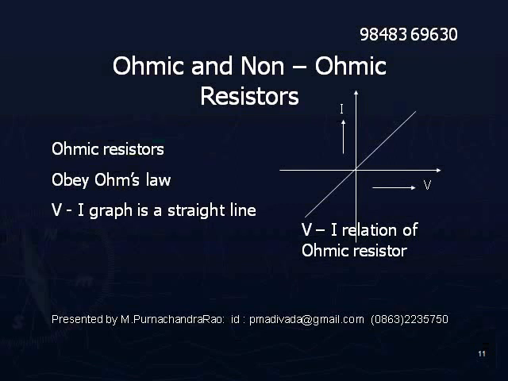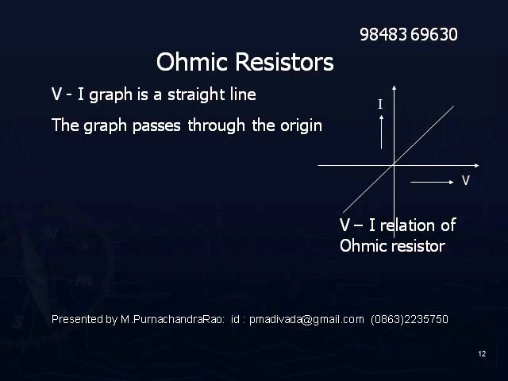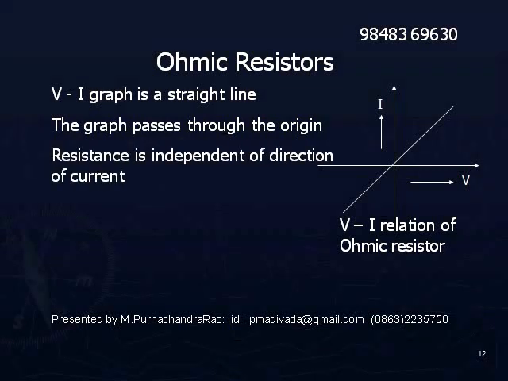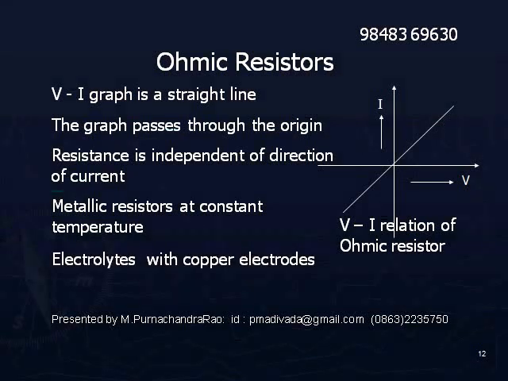In such a resistor, if the direction of the potential difference is interchanged, that is, if the connections of the battery are interchanged, positive terminal connected to the second end and negative terminal connected to the first end, then the same amount of current will flow in the opposite direction. The magnitude of current will not change, but the direction will. Examples are metallic resistances at constant temperature, and copper sulfate solution with copper electrodes.